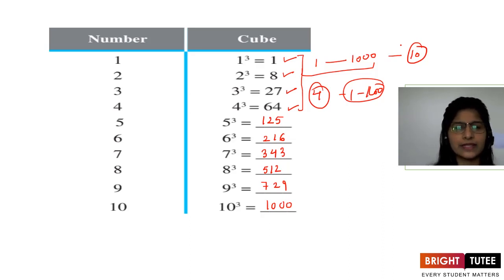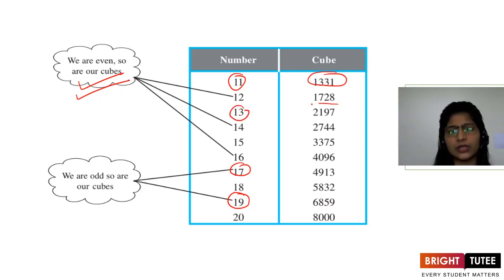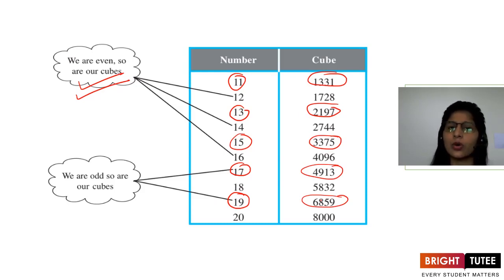Okay, just observe this thing now. Here is another table given where cubes of 11, 12, 13, 14, 15 up to 20 are written, right? And what you observe here is the even numbers, their cubes are even. Cubes of even numbers are even. Cubes of odd numbers are odd. 11 is odd, the cube of it is odd. 13, its cube is odd. Then 15 cube is odd. 17 cube is odd. 19 cube is odd. So whatever the odd numbers are there, their cubes are also odd, and even numbers have even cubes. Clear?